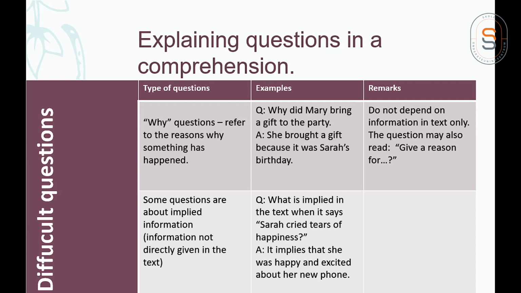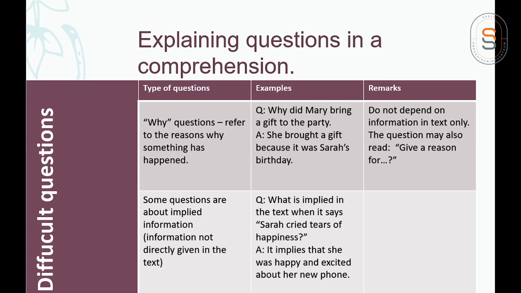So you cannot only depend on information in the text, you have to read into the situation. Then the next one, some questions are about implied information, also information not directly given in the text. So the question might be, what is implied in the text when it says, Sarah cried tears of happiness? Then your answer must be, it is implied that she was happy and excited about her new phone.